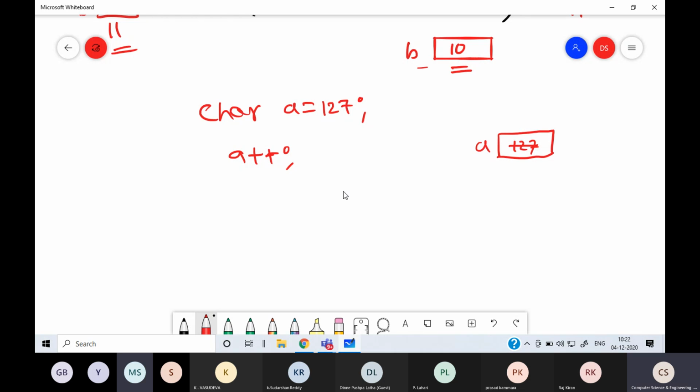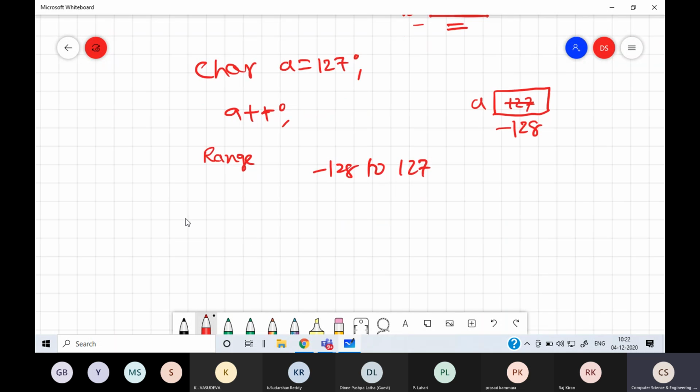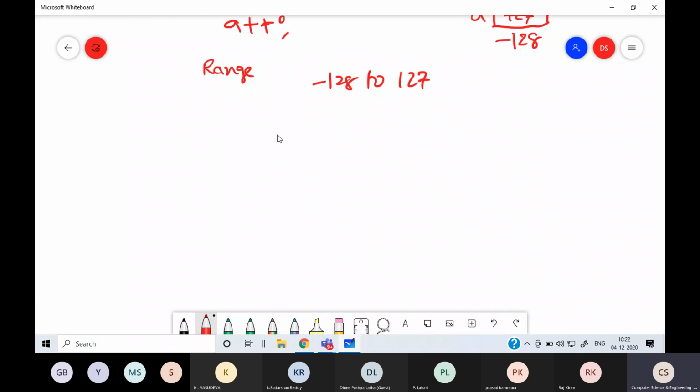So here it should be 128, but it will not be 128. It will be minus 128. You have to be aware of the range of numbers. When you take the range of numbers, character is signed, and the range is minus 128 to plus 127. If I say 127 plus 1, it is beyond the range. And when you go beyond the range, you can interpret the numbers like this. It is better for understanding.